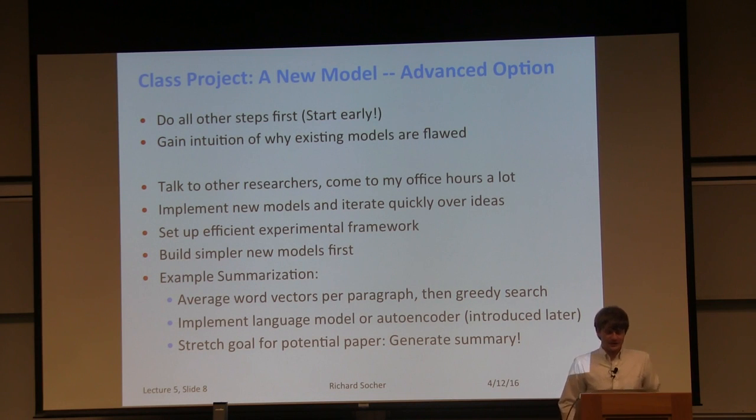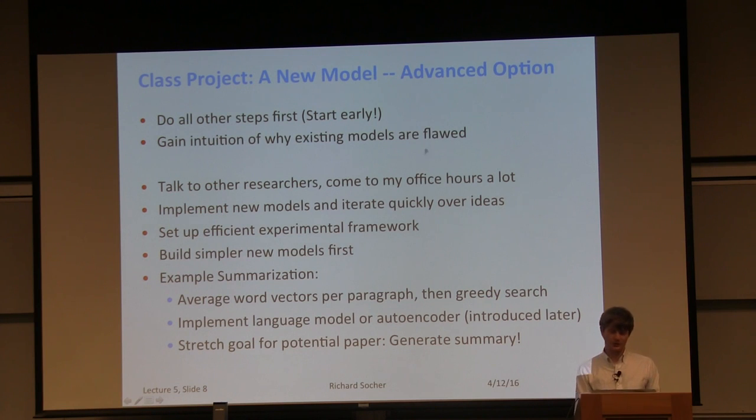Cool. All right, now the advanced option: just one slide on trying to create a new model. The tricky bit with that is that really the ideal way to do this is as essentially step 9, after you've done all the previous steps. Because it doesn't make sense to implement some new fancy model if you don't know that on that task, a simple baseline or simple neural network would already solve the task.